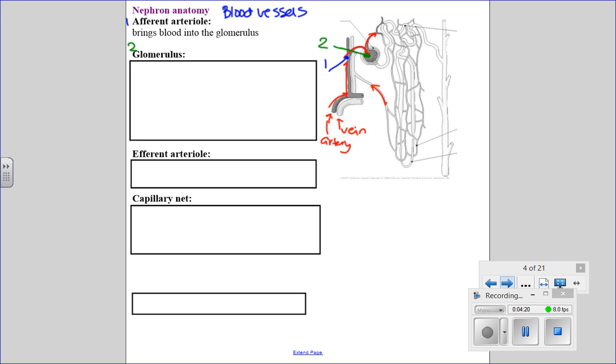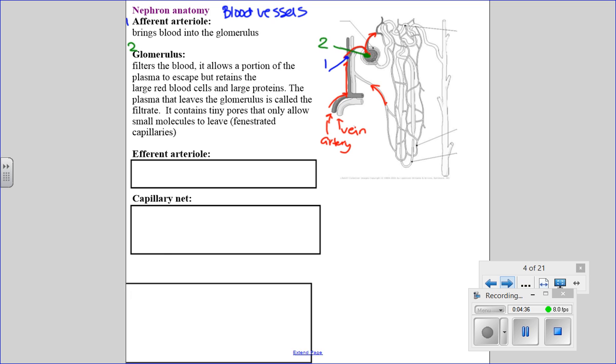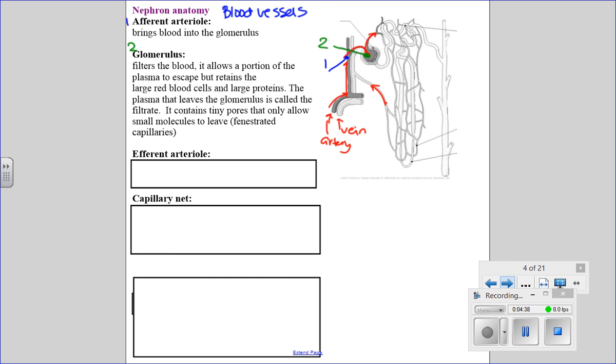Now, the second thing that has to do with blood is the glomerulus. It's the ball that I alluded to earlier. So I labeled it number 2. And what does the glomerulus do? Well, it has a pretty important function. It filters your blood. So this is the spot where we decide what gets from your blood into your urine and what does not.